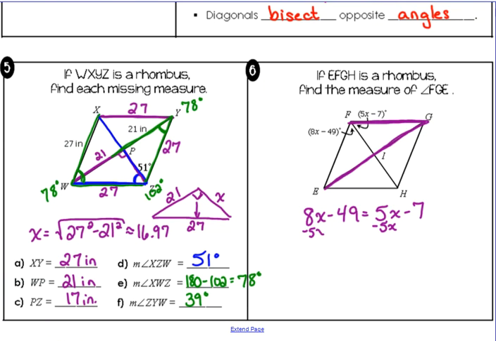We solve. So we get 3x minus 49 is equal to negative 7. We add 49. 3x is equal to 42. Divide by 3. X equals 14. We're still not finished. Yes, we've done a lot of work already, but that's not it. It didn't ask for x. We wanted angle FGE.